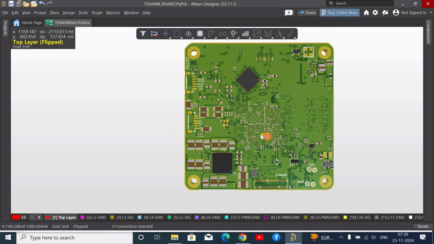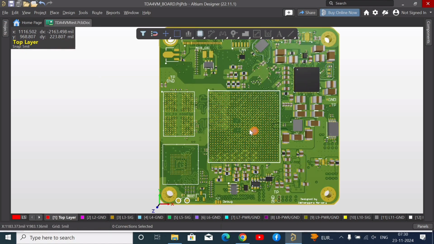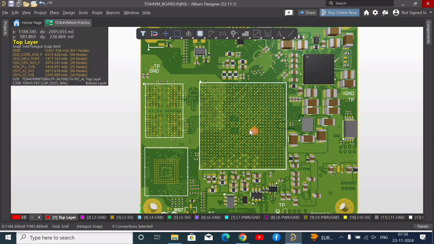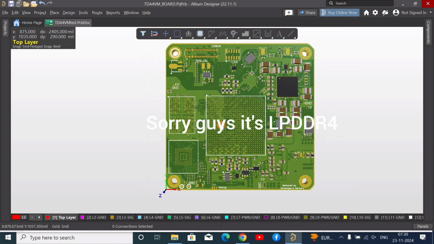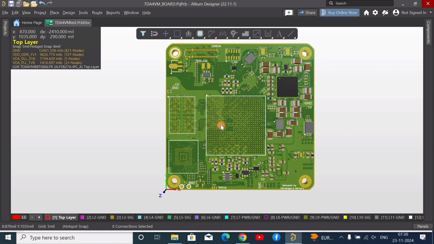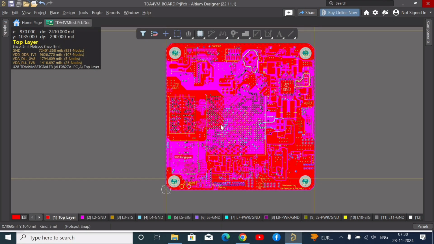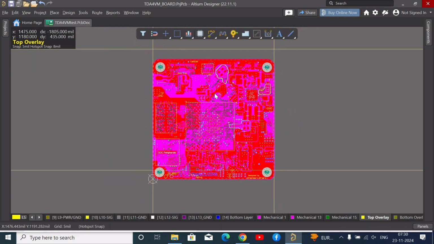This board incorporates a TDA4VM processor, 4 GB LPDDR3 memory and 16 GB eMMC memory. So let's go through the design involved in this board design. So let me go to the 2D view. Here's my 2D view of the board.